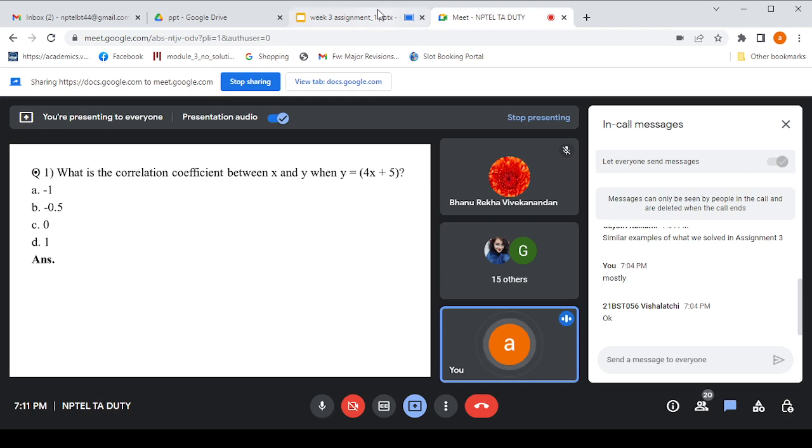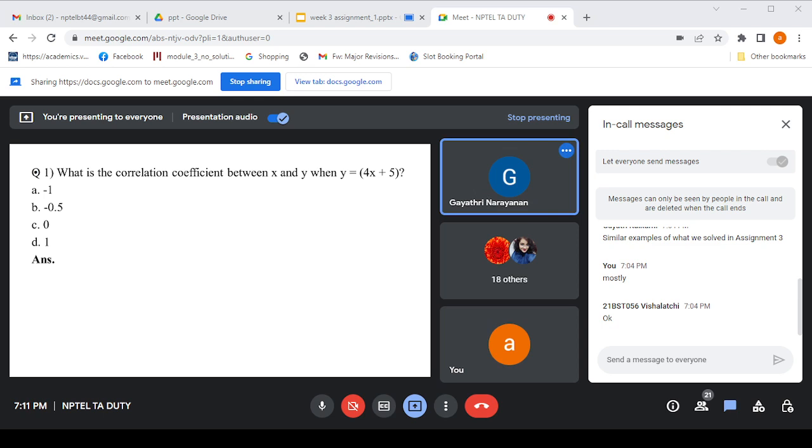The approach, how to solve it. Hello, am I audible? Yes. So please, anyone tell me how to solve this particular question?